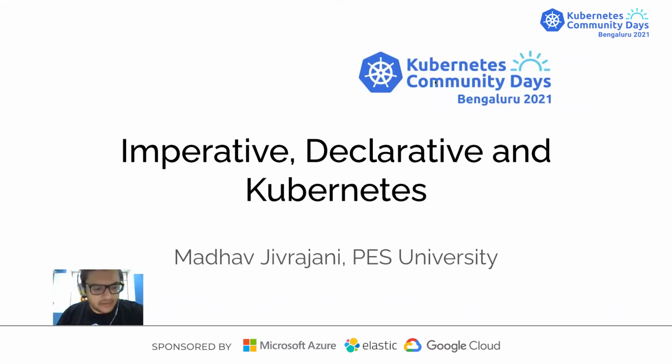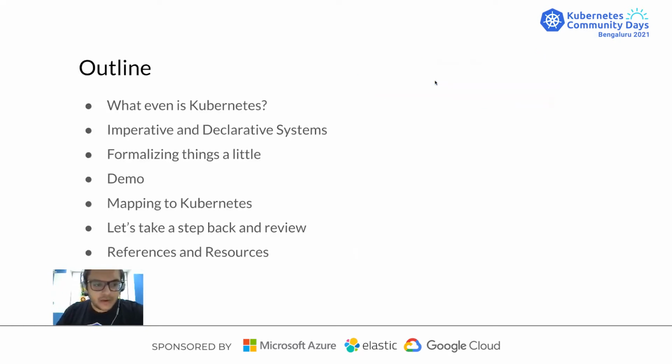The main idea of this talk is to get an intuitive understanding of some of the core design principles of Kubernetes. So we'll start off by asking the question, what even is Kubernetes? Then we'll look at some intuitive way of looking at what imperative and declarative systems are. We'll formalize things just a little bit to try and build a mental model of things. Then we'll do a small demo to try and understand the differences between imperative and declarative a little better. Then we'll map that mental model that we created to how Kubernetes actually does things today. And then we'll take a step back and review some of the things that we learned.